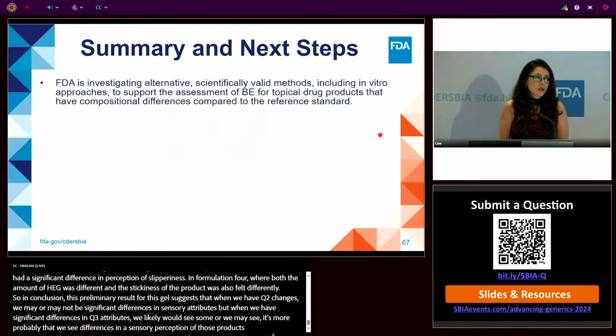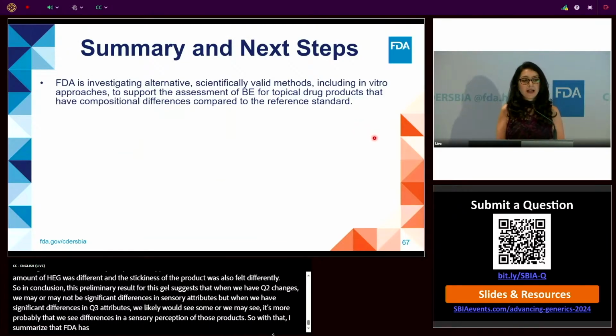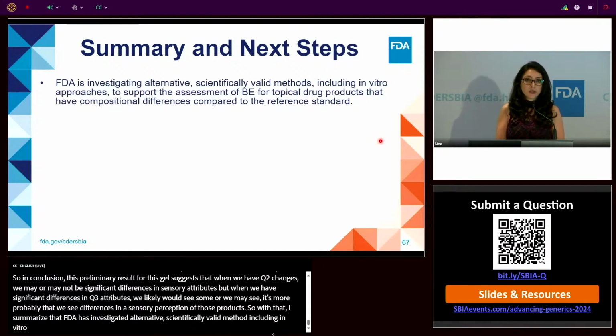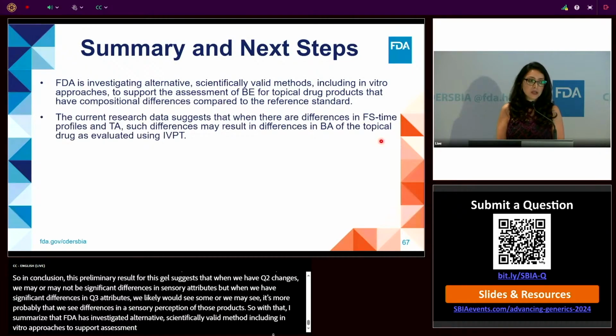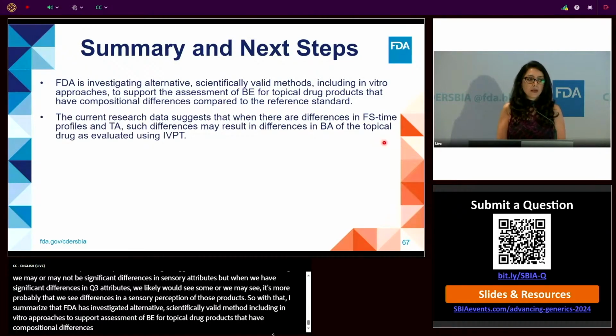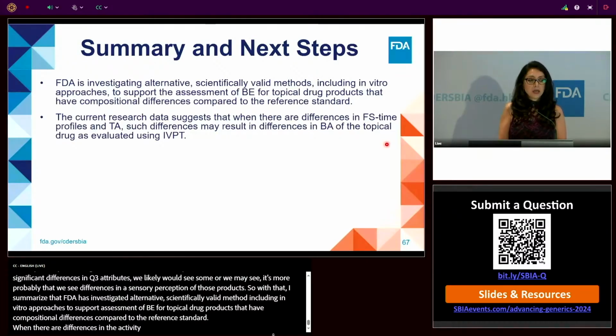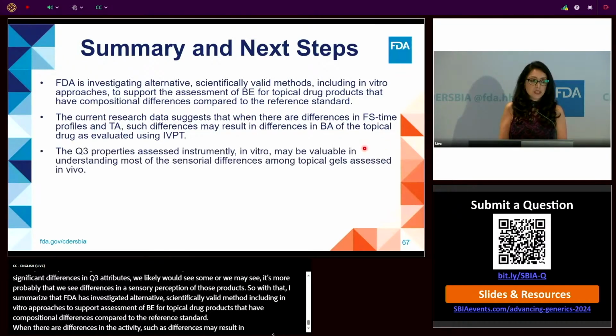So with that, I summarize that FDA is investigating alternative scientifically valid methods, including in vitro approaches, to support assessment of BE for topical products that have compositional differences compared to the reference standard. The current research data suggests that when there are differences in thermodynamic activity, such differences may result in differences in bioavailability as evaluated by IVPT.